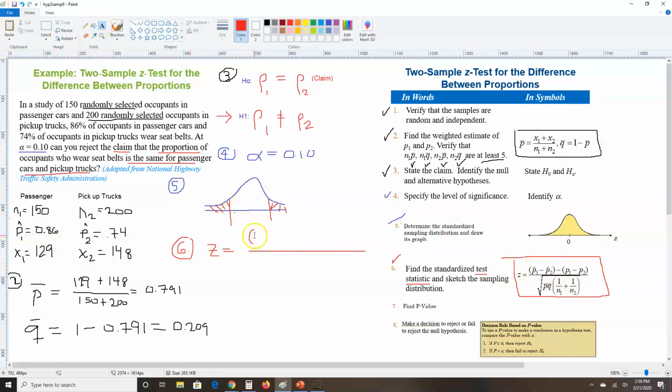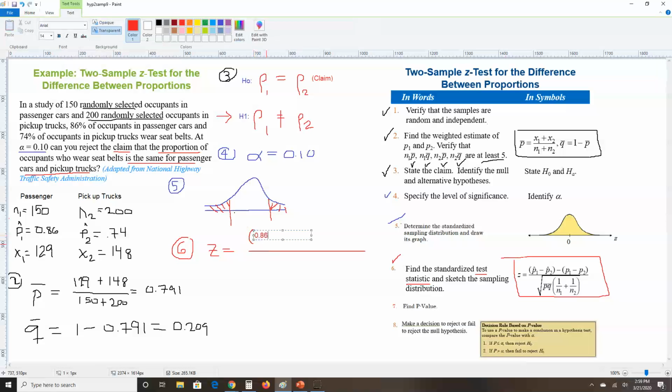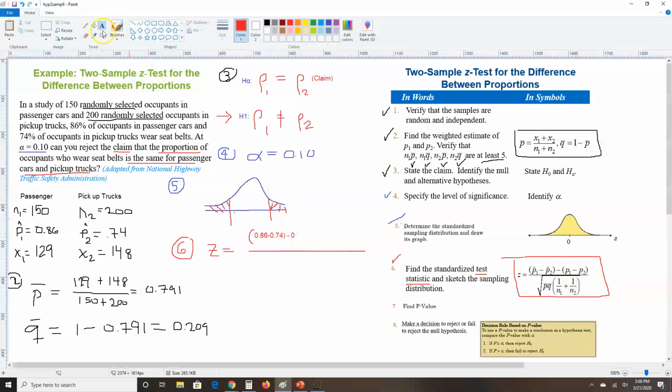I'm going to type it instead of writing it. So 0.86 minus p-hat 2, that's 0.74. Close the parenthesis. Minus p, and the second parenthesis says p1 minus p2. Now, from the claim, p1 is equal to p2. So if they are equal, when I do the subtraction, this is 0. And that's how I fill up the top.